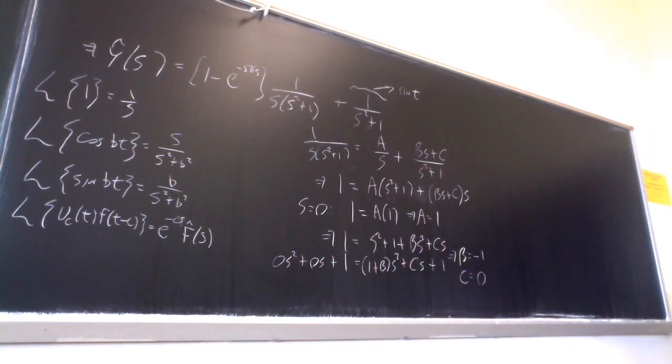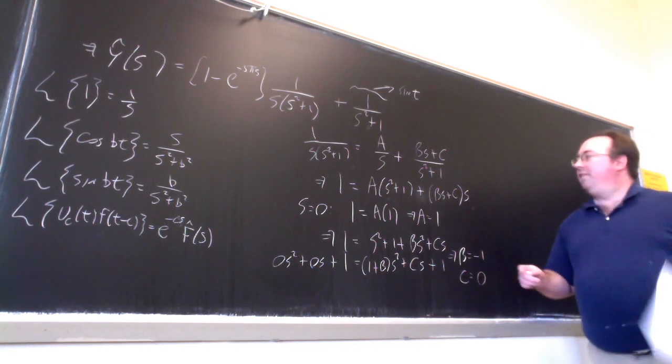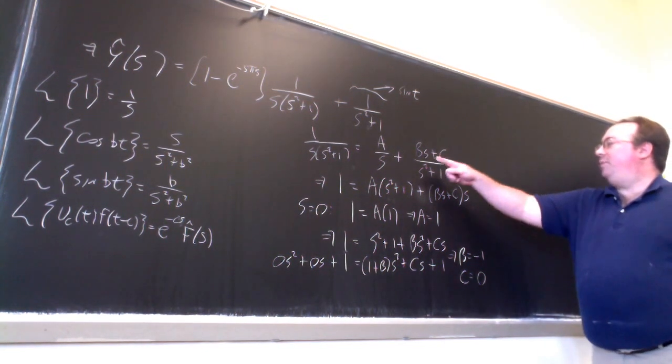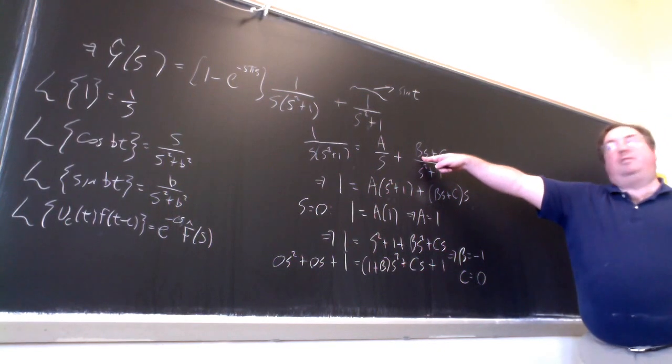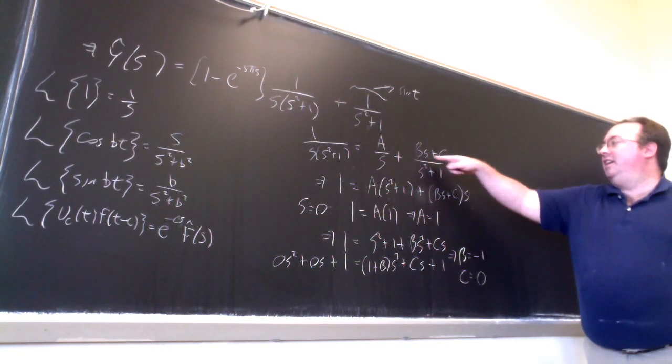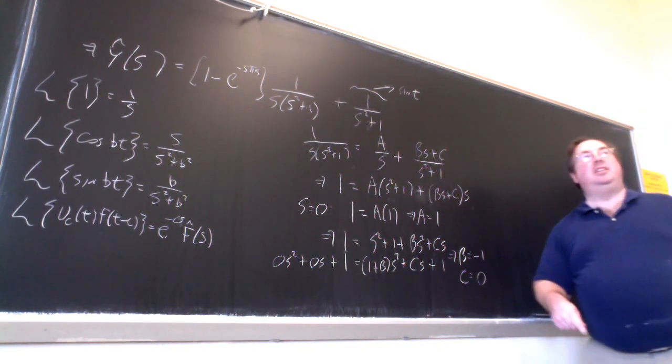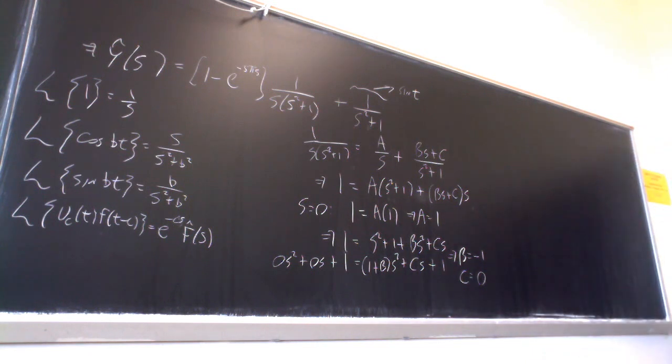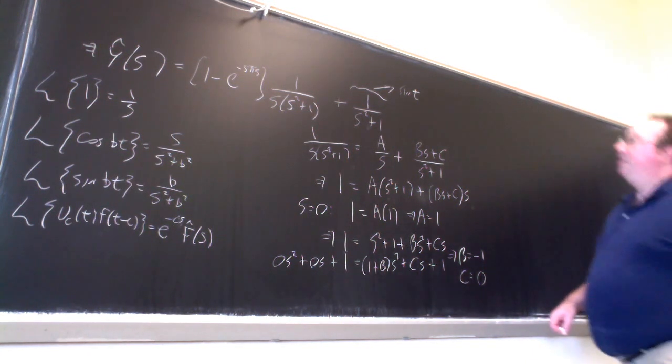Yeah. Okay. So everything is separated. So if we had gotten non-zero values for b and c, the b part would have led to a cosine, and the c part would lead to a sine. But we're not going to have that sine part.